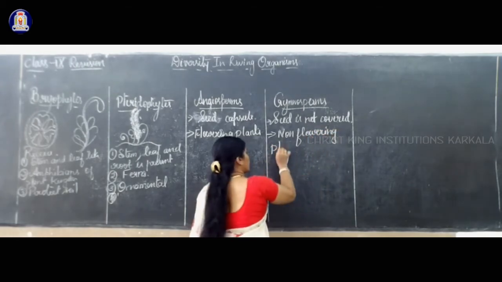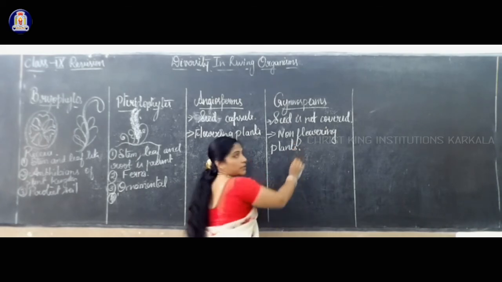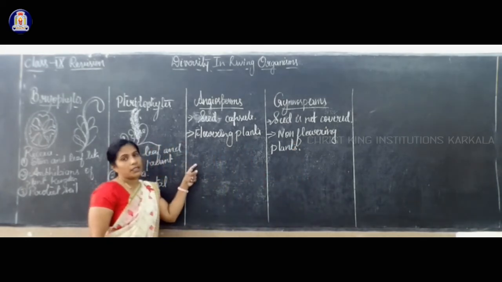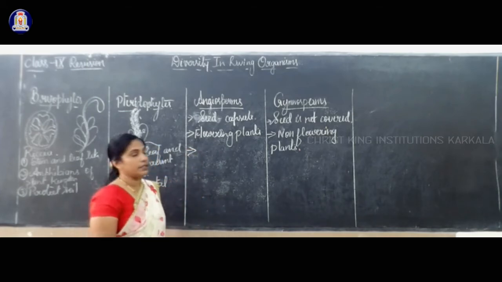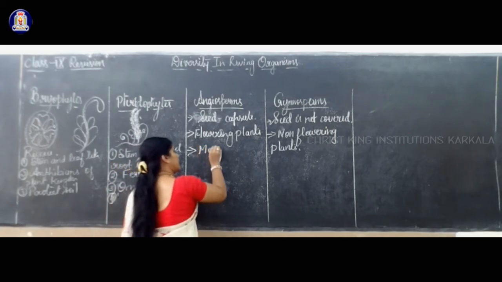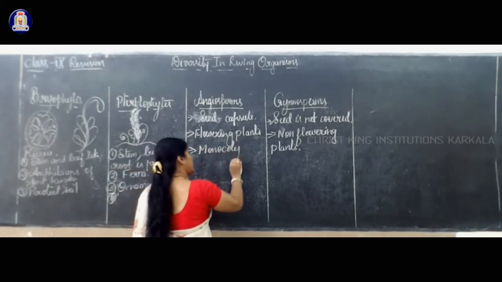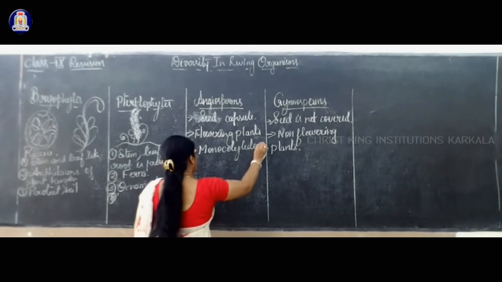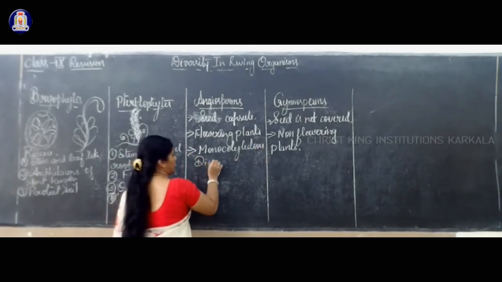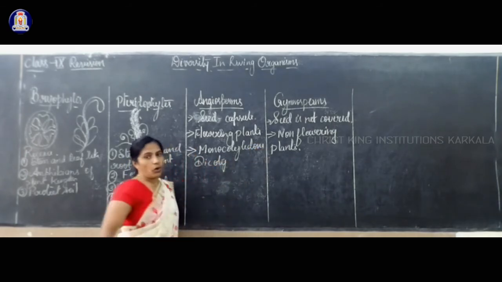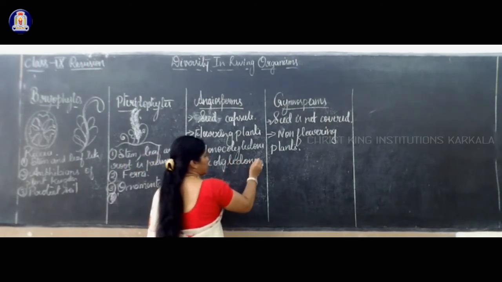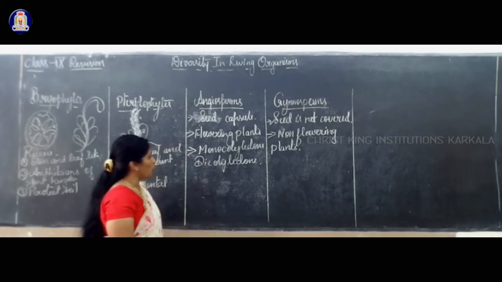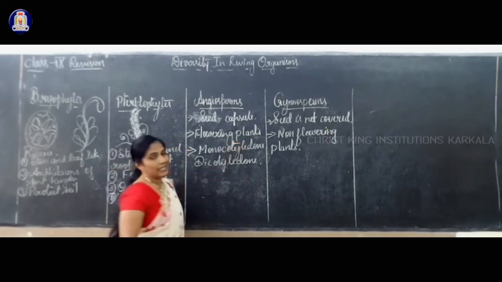Flowering plants, both are called phanerogams, since they consist of a specific reproductive structure. The third one, angiosperm, is divided into monocotyledon, single cotyledon, and dicotyledon. Two cotyledons are present, so that's why it is dicotyledon. It is divided into two types, monocotyledon and dicotyledon.